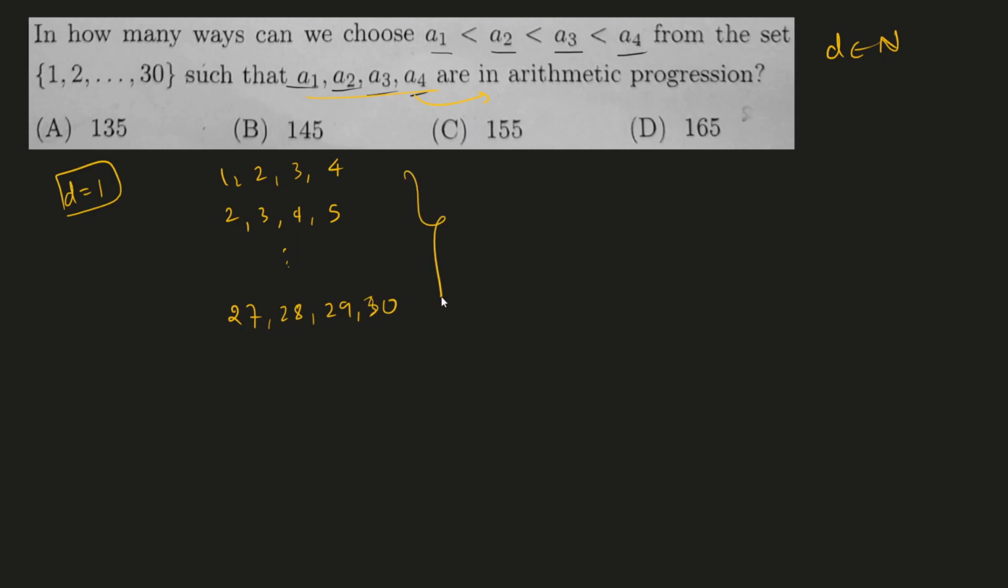So how many such sets can you choose? You can choose 30 minus 4 plus 1. These many sets, this is equal to 27. What about d equals 2?